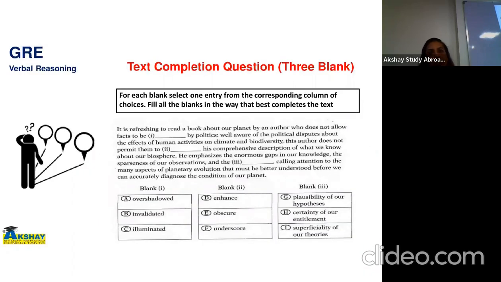We are going to discuss the strategies on 2-blank and 3-blank questions in our sessions in detail, because I don't want to waste your time. I want to give you an overall idea about GRE, okay, so that you make a decision about when to take it, how to take it, and all that.